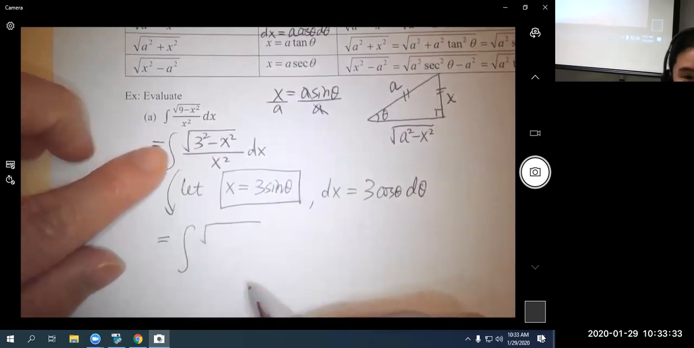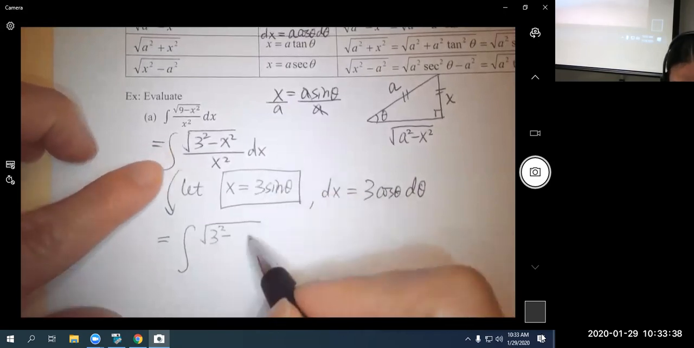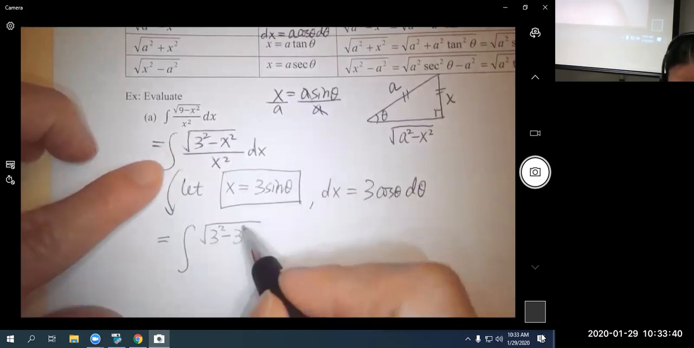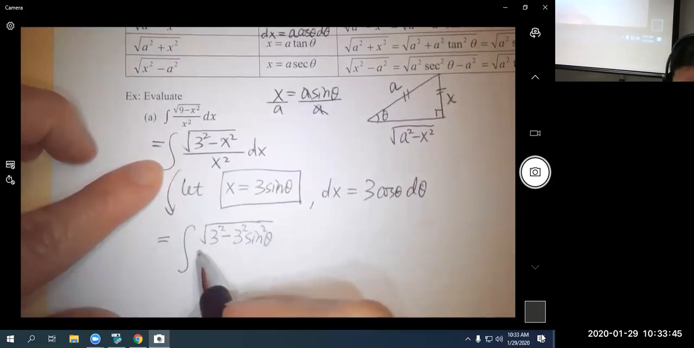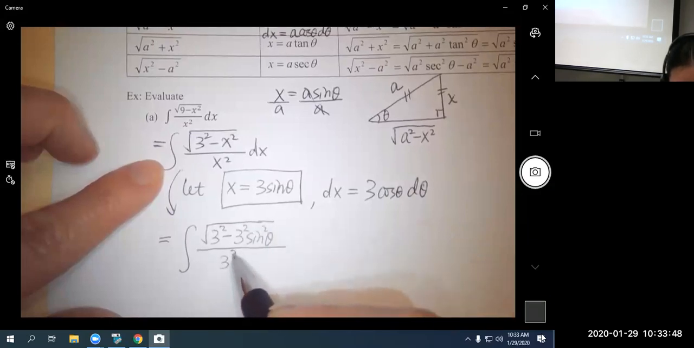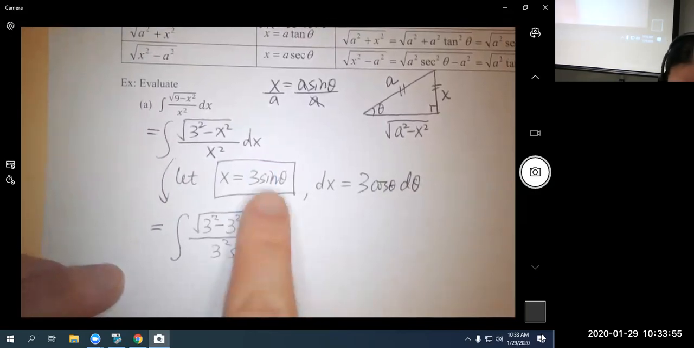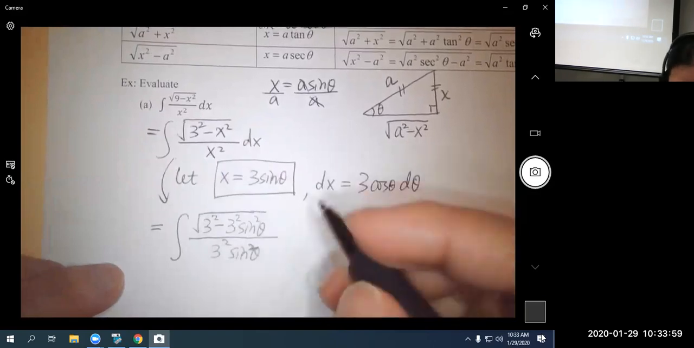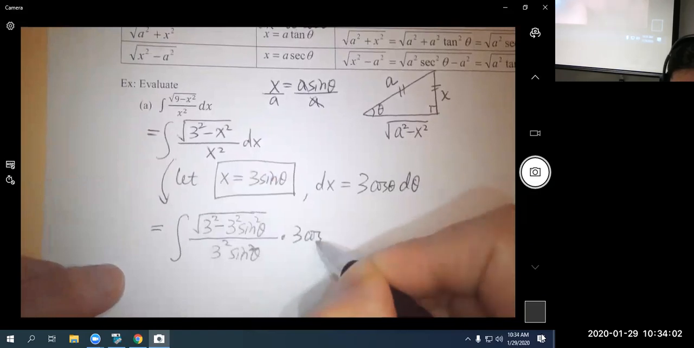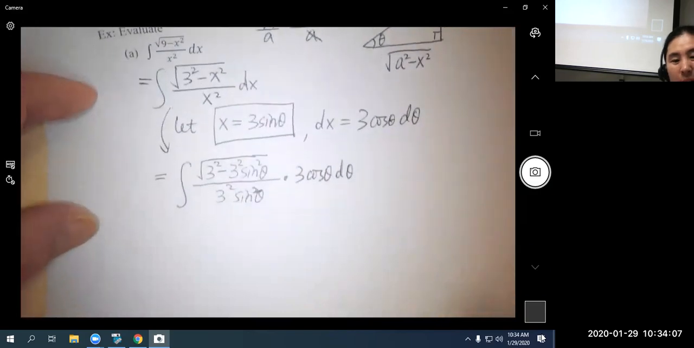The square root of 3 squared minus what? 3 times sin theta, squared. 3 squared sin squared theta. Divided by x squared, which is 3 squared sin squared theta. Okay, right? Am I right? This is squared. Times dx. What is dx? 3 cosine theta d theta. We are very happy. No x anymore, just trig.